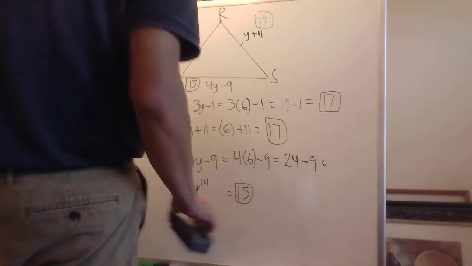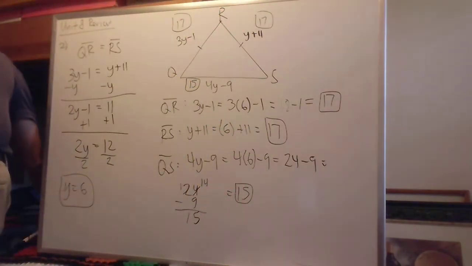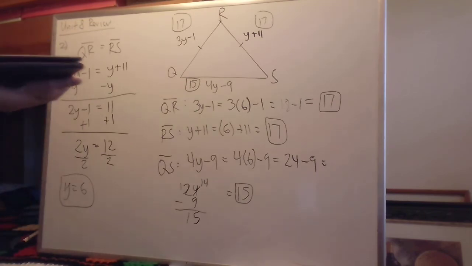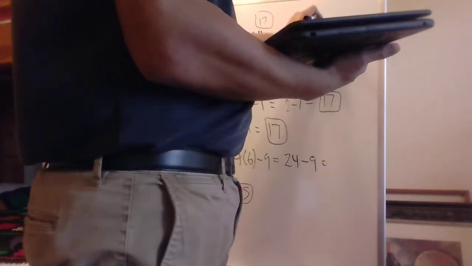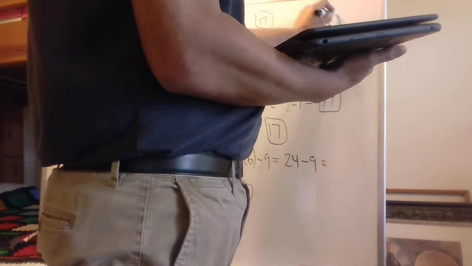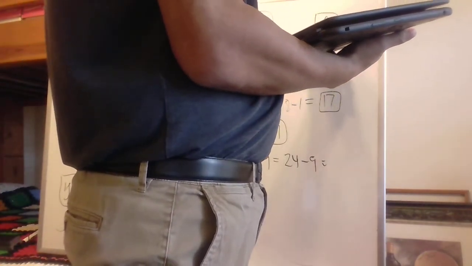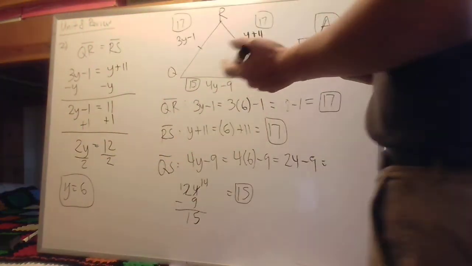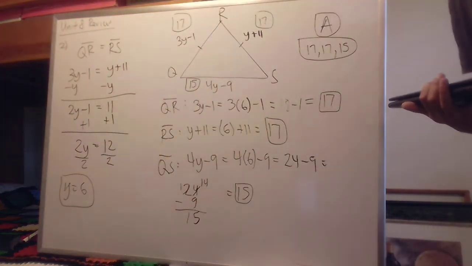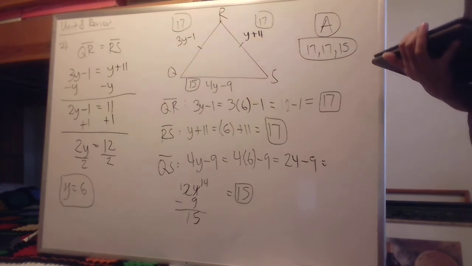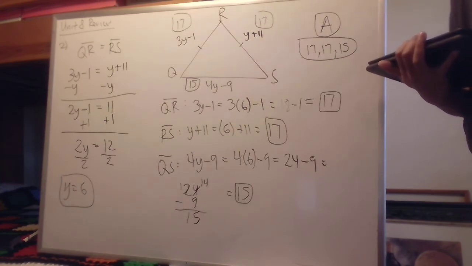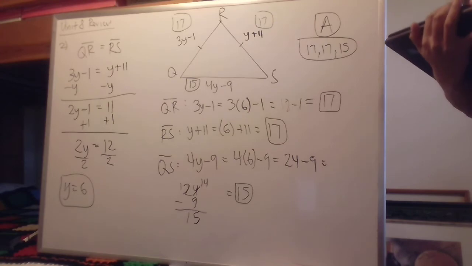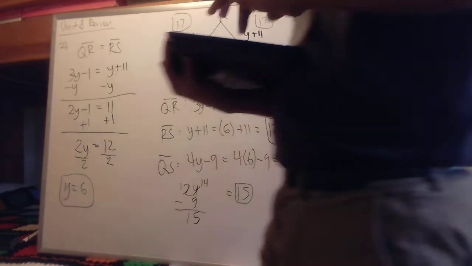So there's a multiple choice solution, and it looks like we're going to have answer A, because A, in the multiple choice, had the side lengths of this triangle being 17, 17, and 15. So this is problem 2 for the Unit 8 review. All right, so I'm going to keep going forward and go to the next problem.